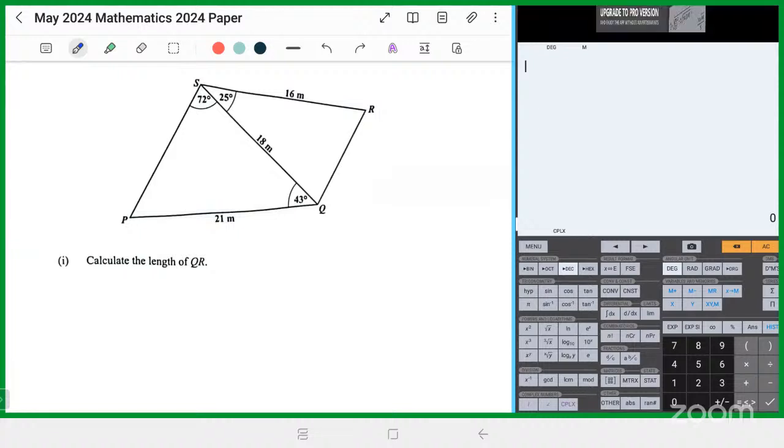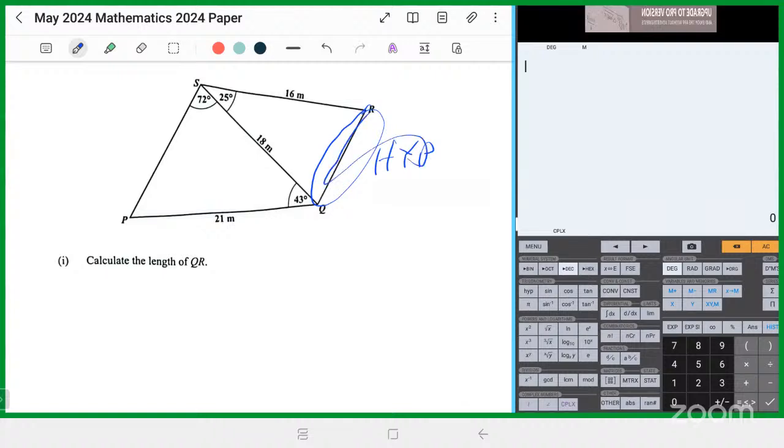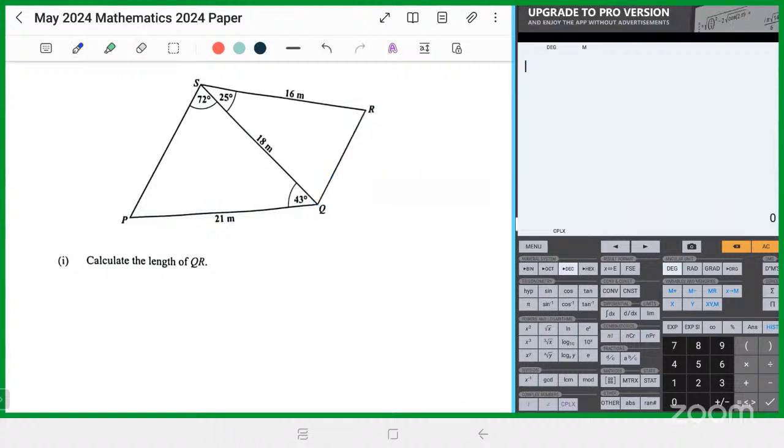So I always say cosine rule starts out like Pythagoras' theorem. Treat this like the hypotenuse to begin with. It is not a hypotenuse, you know what I'm saying? You treat it like a hypotenuse and start out like Pythagoras' theorem. If it was Pythagoras' theorem with this being the hypotenuse, QR squared, the side that you're trying to find squared, would be equal to this side squared plus that side squared: 16 squared plus 18 squared.